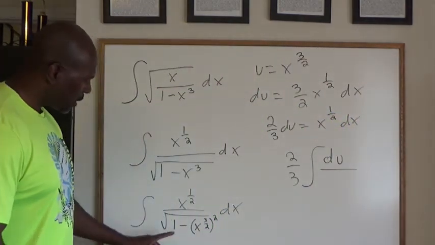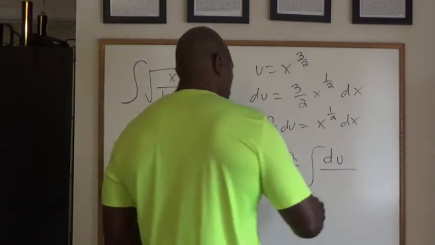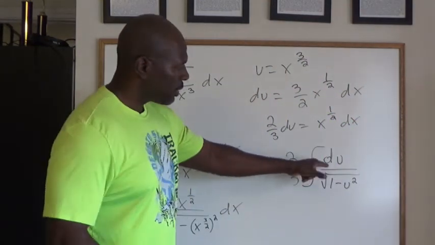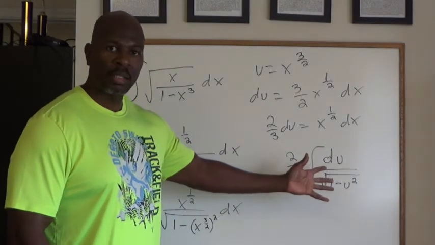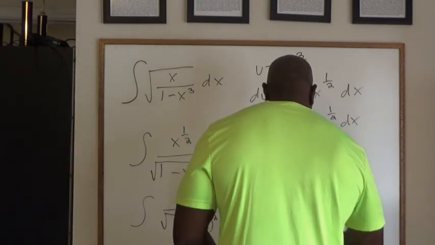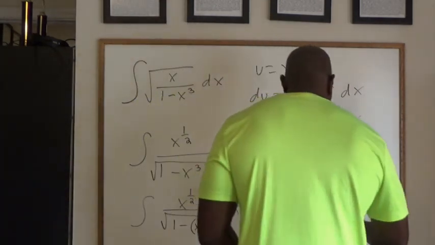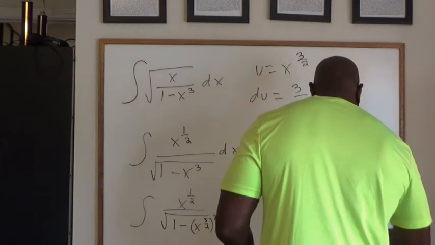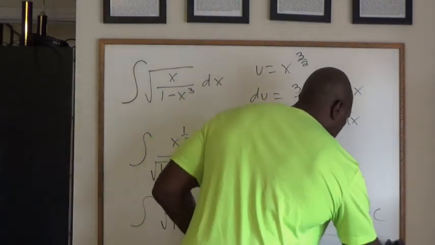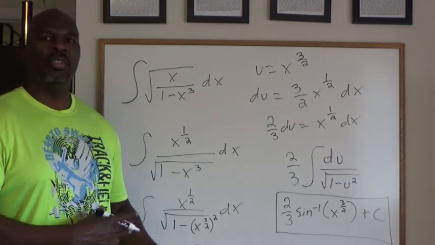Our denominator is the square root of 1 minus x to the 3/2 squared, but again u is x to the 3/2, so this is the square root of 1 minus u squared, and this is the perfect format for arc sine. So then the answer is 2/3 arc sine of u, but u is x to the power of 3 over 2, plus some constant. That actually is the answer. So the problem wasn't as bad as you may have thought if you take the right approach.